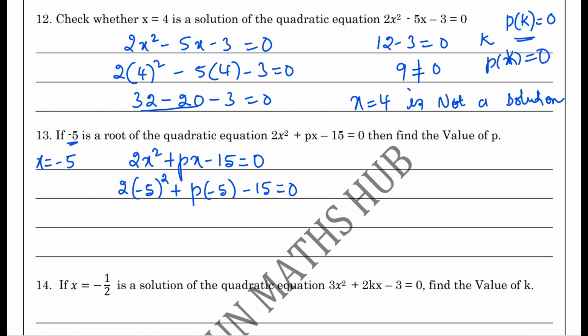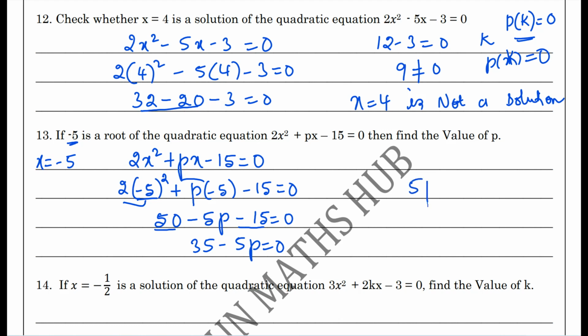What I have done, I have just replaced the value of x by minus 5. Minus 5 whole square is what? Minus into minus plus, 5 square is 25. Now 25 into 2, what will we get? 50. Plus into minus, minus 5p, minus 15 equals 0. Now subtract only the constants. 50 minus 15 is what? 35 minus 5p equals 0.